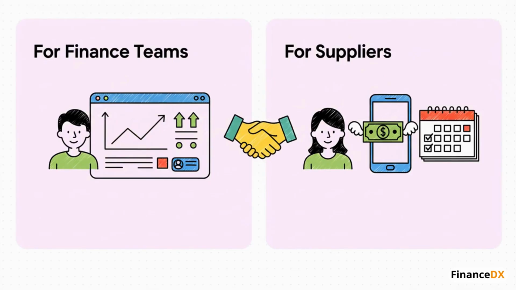And this creates a really powerful win-win situation. On one hand, your finance team gets total transparency into upcoming payments, which makes cash forecasting a science instead of a guessing game. And at the same time, your suppliers? They get paid faster and way more predictably, and that builds stronger, more reliable partnerships.